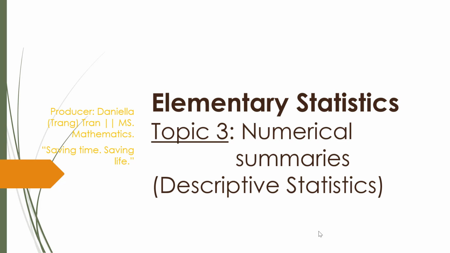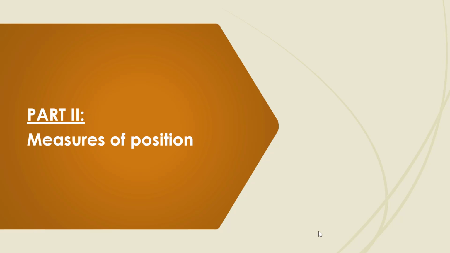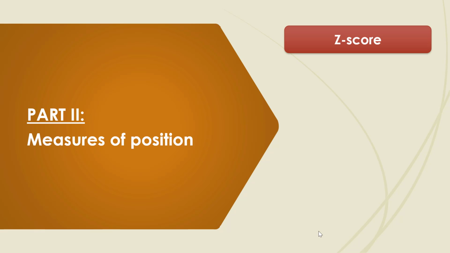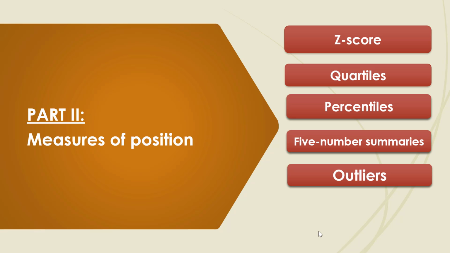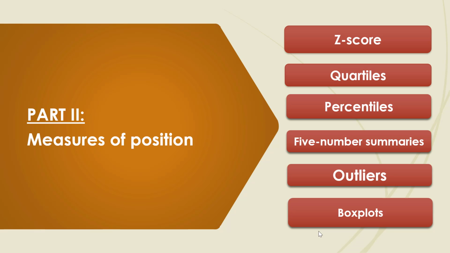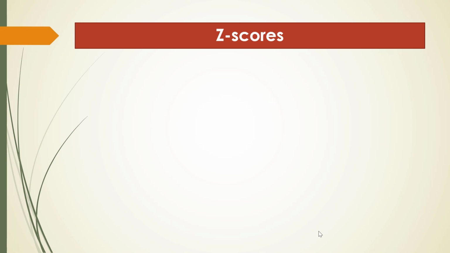Daniel's here and today I'm gonna finish my topic 3, numerical summaries or descriptive statistics in the series of elementary statistics. And the lesson today is about measures of position, including Z-score, quartiles, percentiles, five number summaries, outliers, and boxplots. So first let's get started off with Z-score.